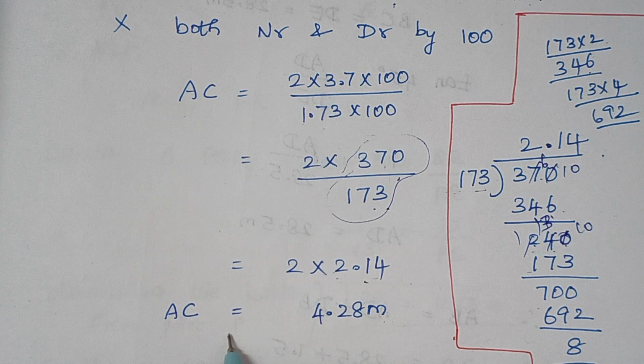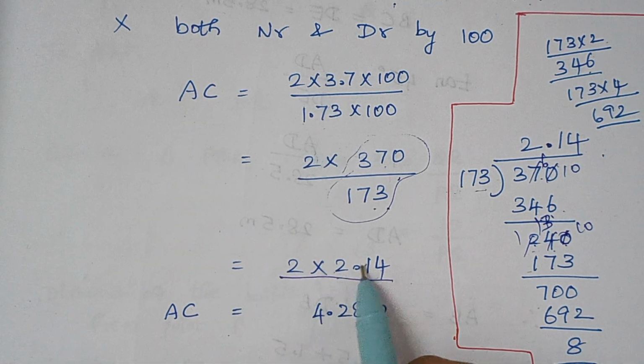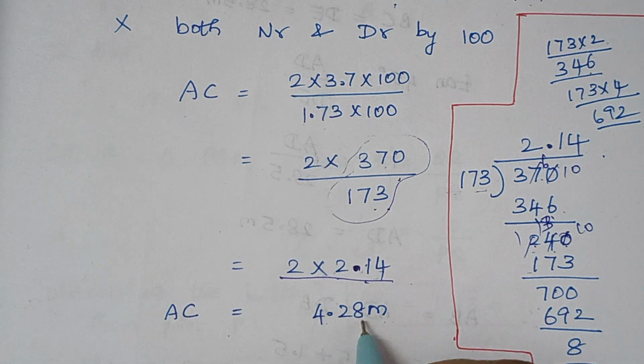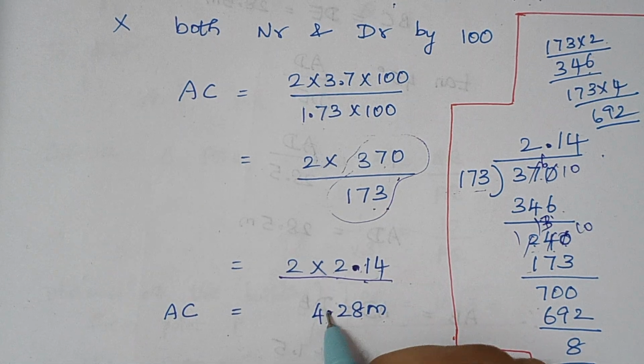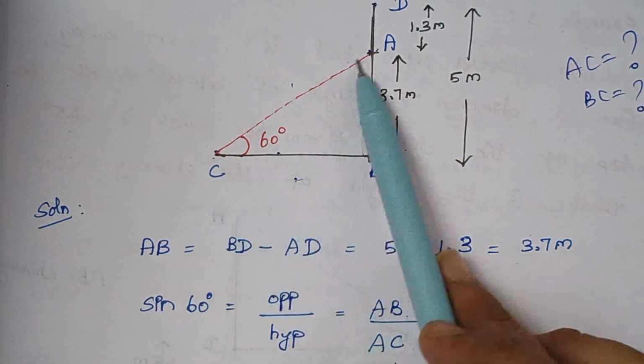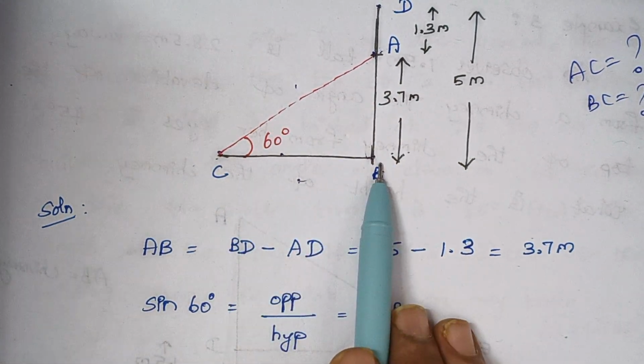So the value of AC is this simple multiplication: 4 2s are 8, 1 2 is 2, and 2 2s are 4. The point is kept after 2 digits, so counting from the back, keep the point here. So it is 4.28 meters, and this is your AC. AC is the length of the ladder, so we have calculated it. Now we have to find BC.